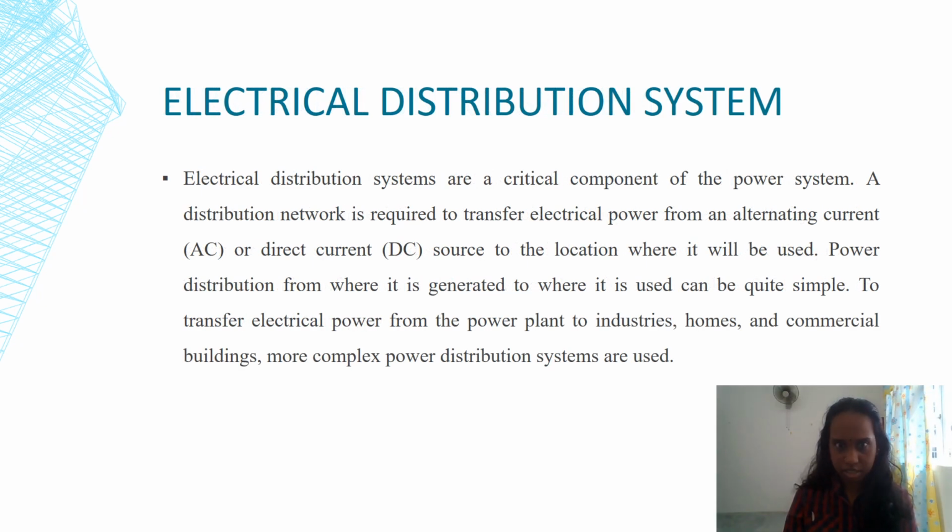Electrical distribution systems are a critical component of the power system. A distribution network is required to transfer electrical power from an alternating current (AC) or direct current (DC) source to the location where it will be used. Power distribution from where it is generated to where it is used can be quite simple. To transfer electrical power from the power plant to industries, homes, and commercial buildings, more complex power distribution systems are used.